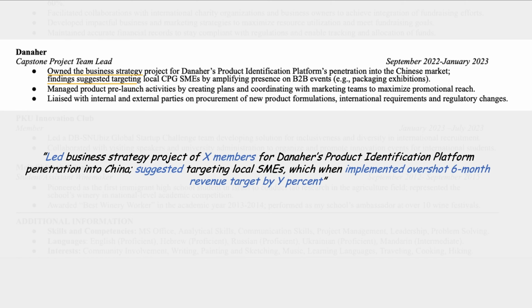For me, I'd write something like, led business strategy project of X members for Danaher's product identification platform, penetration into China, suggested targeting local SMEs, which when implemented overshot 6-month revenue target by Y%.